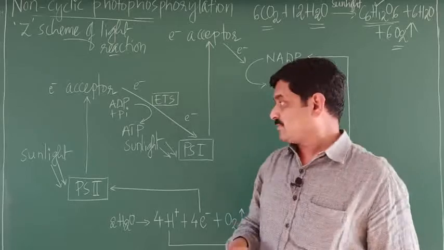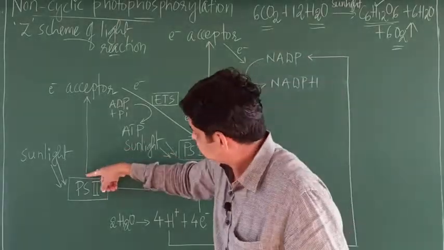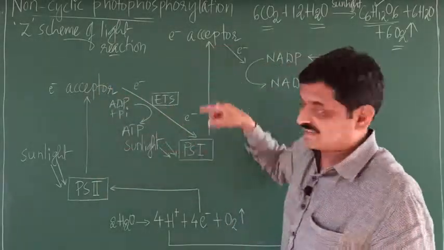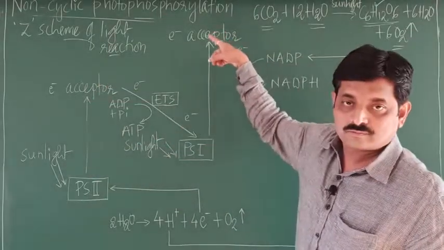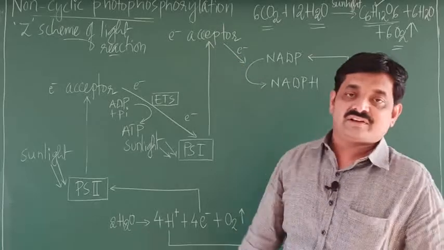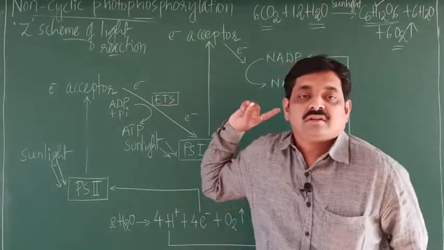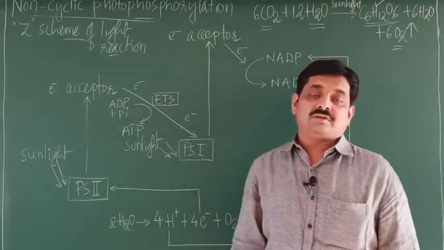It is called Z scheme because, see here, it looks like a Z. That's why it is called Z scheme of light reaction.